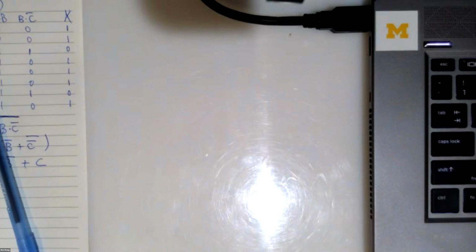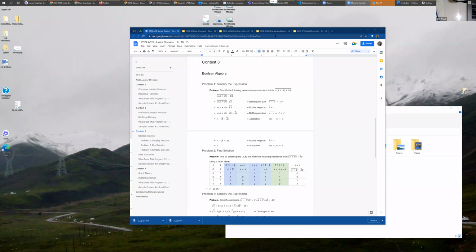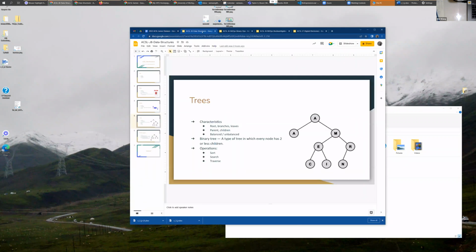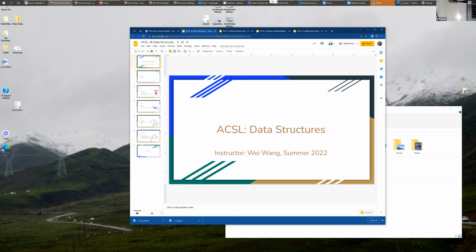Now let's share the screen again. Okay, the next thing we're going to cover is this thing called data structures.